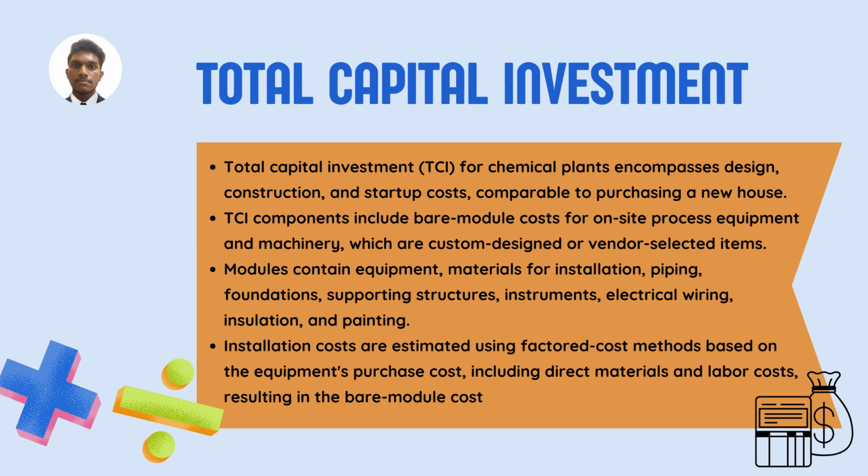Estimating the installation cost involves using factored cost methods based on the purchase cost of the equipment. These methods consider direct costs like materials and labor, as well as indirect costs associated with the installation process.